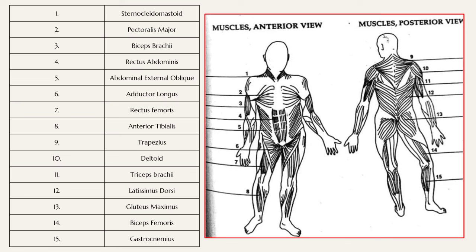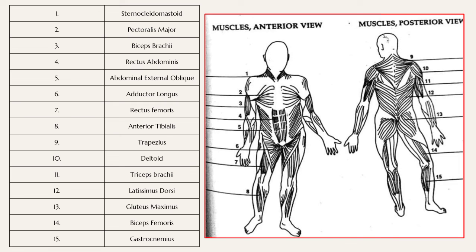Number 14 is the biceps femoris. It is a muscle of the posterior compartment of the thigh and lies in the posterolateral aspect. It arises proximally by two heads, termed the long head, or the superficial, and the short head, which is the deep. It is part of the hamstrings.